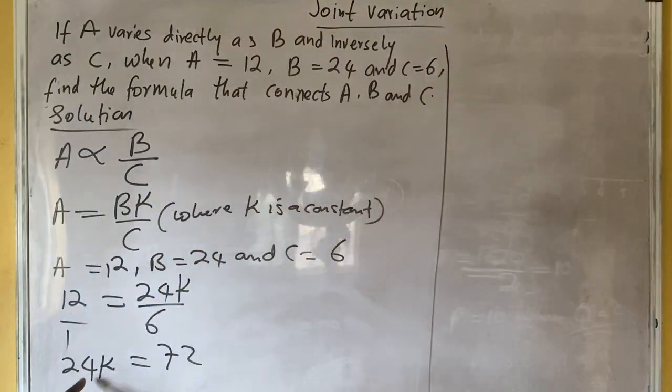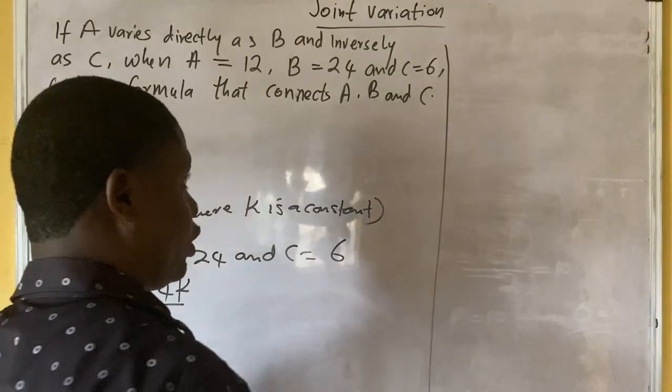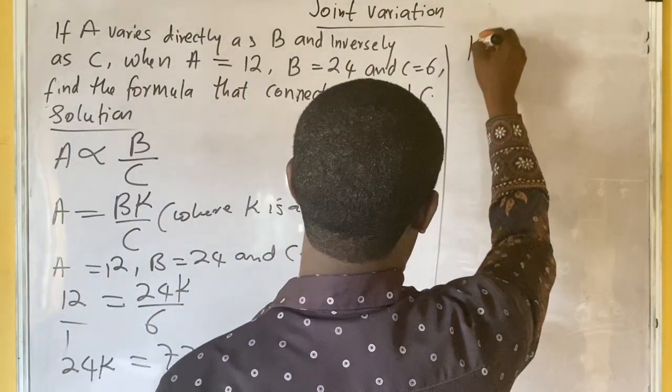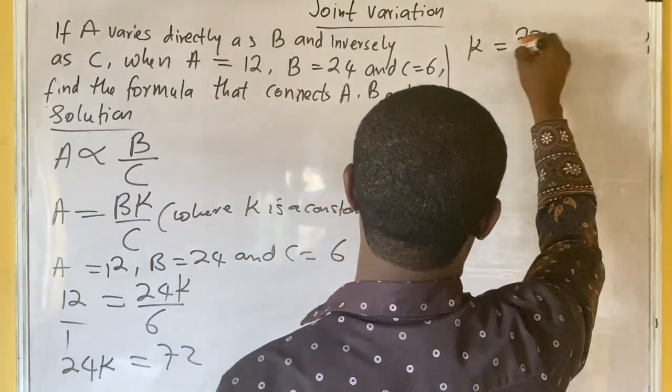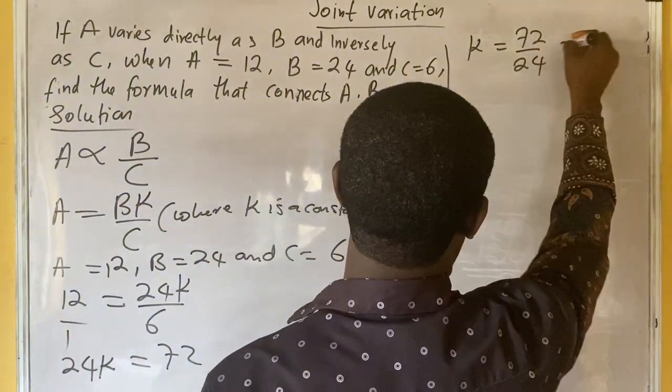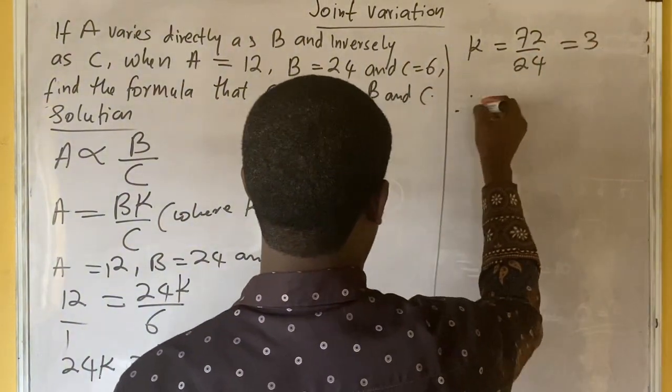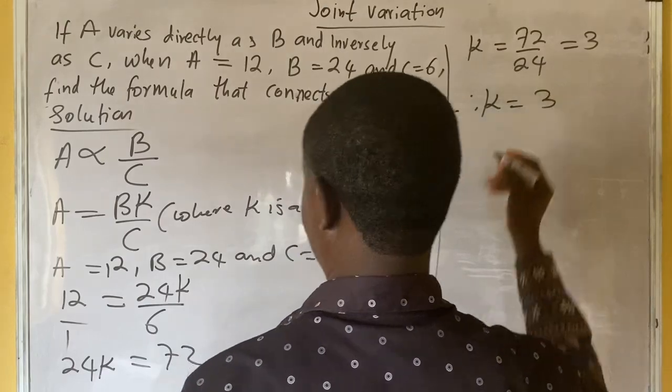So divide both sides by 24 to find the value of your K. That means that our K is equal to 72 over 24, and that will give us 3. So therefore, our K is equal to 3.